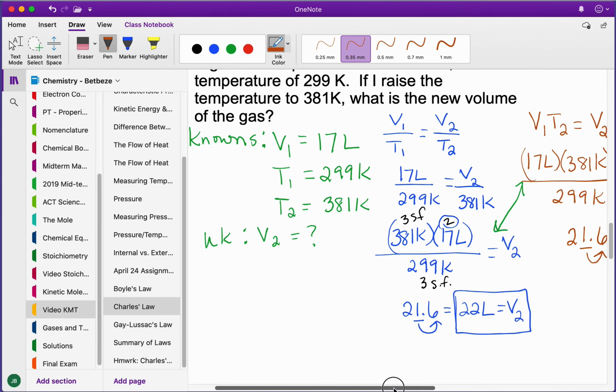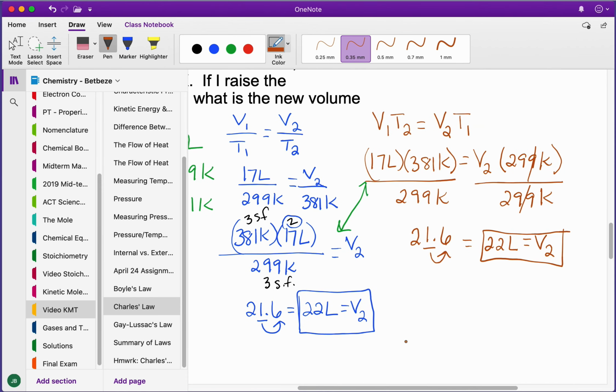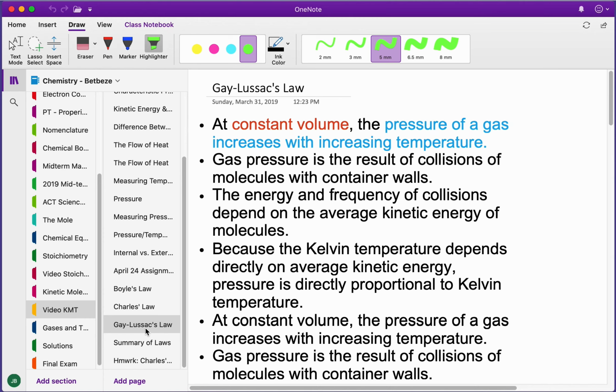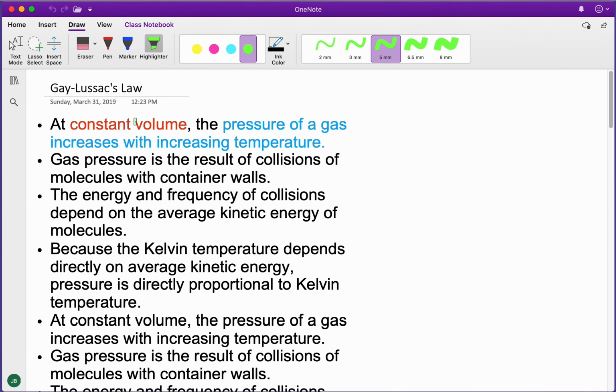And also, don't forget, you have two different variations of the formula for Charles's law. You can either use this formula or you can use this formula. Okay? It is completely and totally up to you. All right, so that's Charles's law. Let's go on to Gay-Lussac's law, and let's see what's happening there.